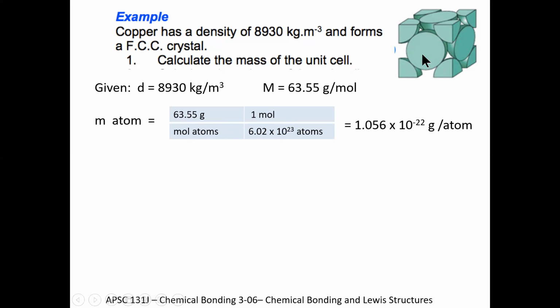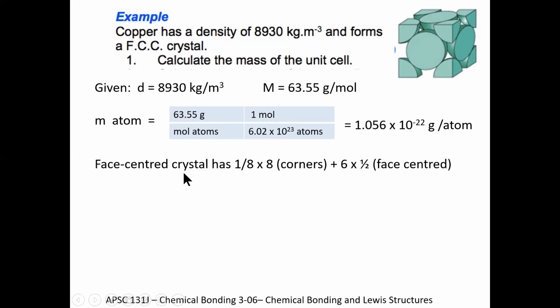Now, this cubic cell has more than one atom, doesn't it? In the face-centered cell, there is 1/8 of an atom in each corner, and there are 8 of them. And at each face, there are 6 faces in this cube, and each face has half an atom. So 6 times a half is 3, and 8 times 1/8 is 1. 3 added to 1 is 4 atoms. So this particular unit cell of a face-centered cubic crystal has 4 atoms.